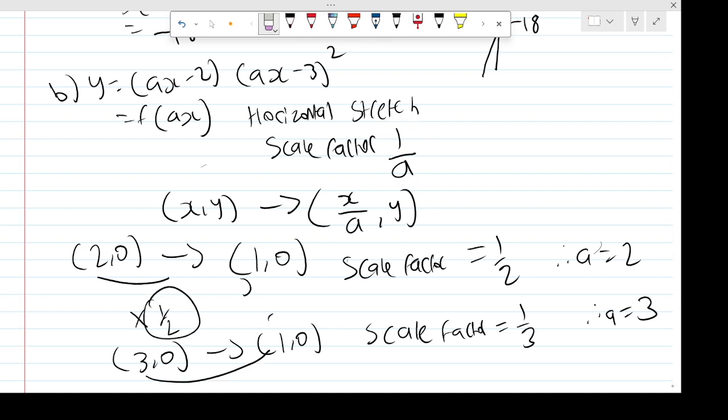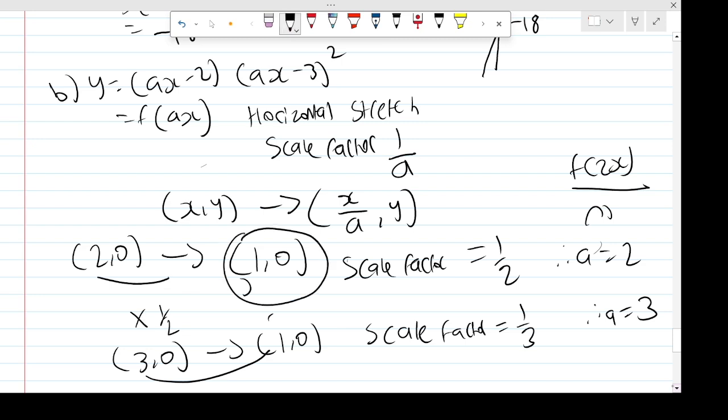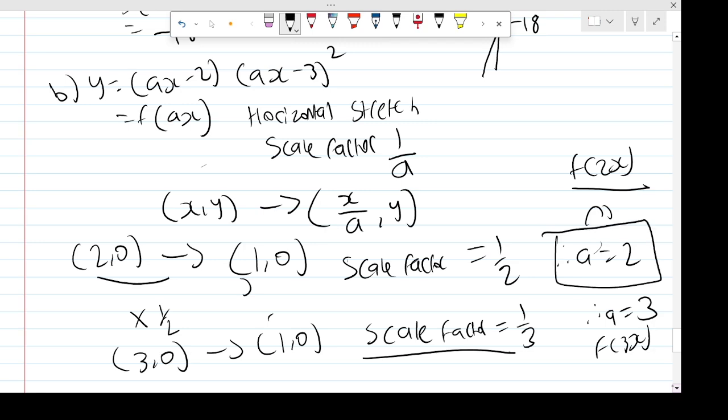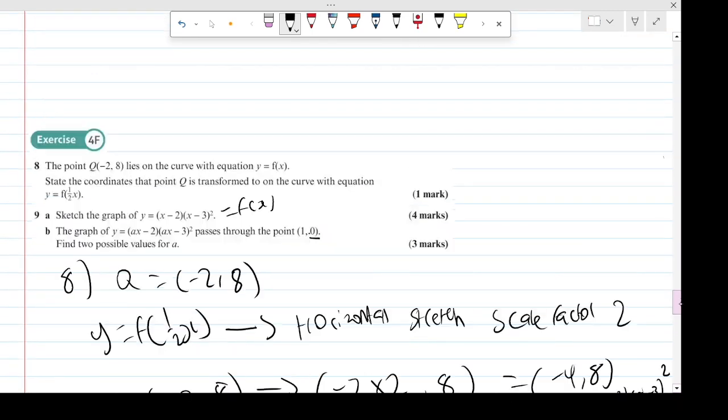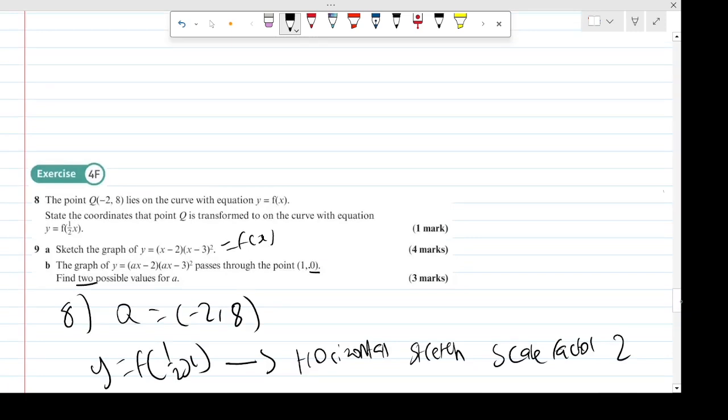There we are. Cool. And therefore the function then would be f of 2x. That's what I would need to sketch to get that curve to 1, 0, or f of 3x, right? To then do the same thing there. Cool. So those are my two a values. Okay, and there we are, and that's it. And yeah, it said 2 values, so there we are. That's our question done. Cool.